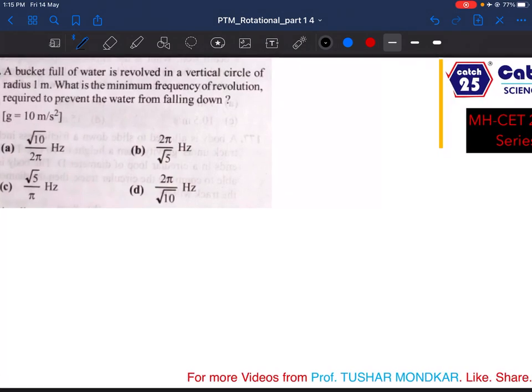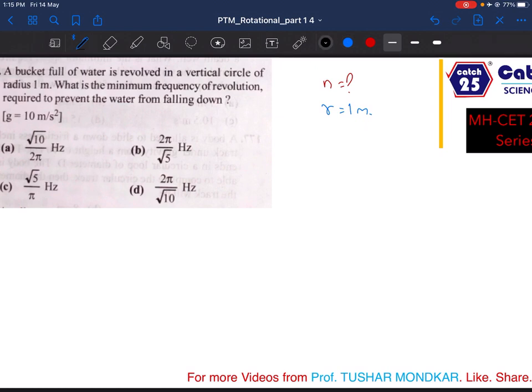A bucket full of water is revolved in a vertical circle of radius 1 meter. What is the minimum frequency to prevent the water from falling down? Okay, so they want us to find out frequency, that is n. Radius is given as 1 meter. How can I solve it? So I can use the simple concept.